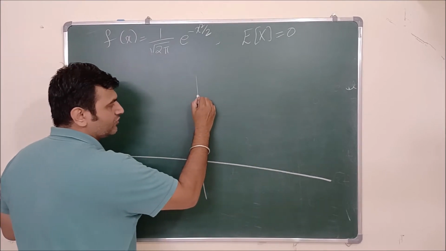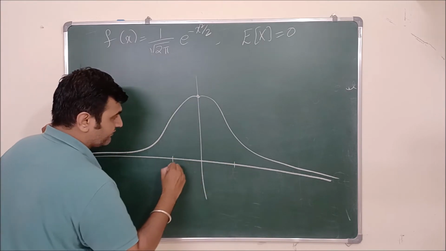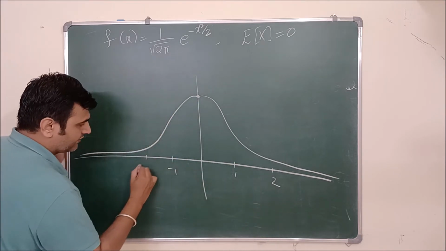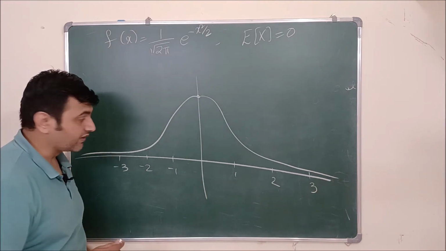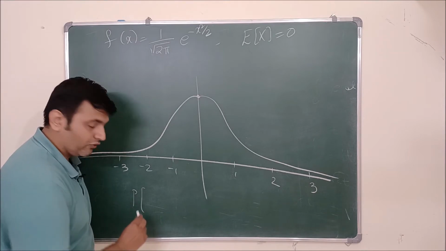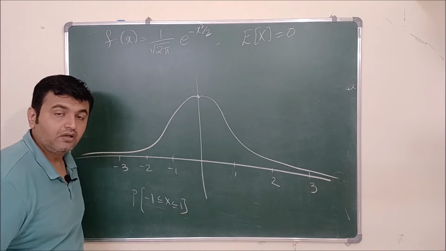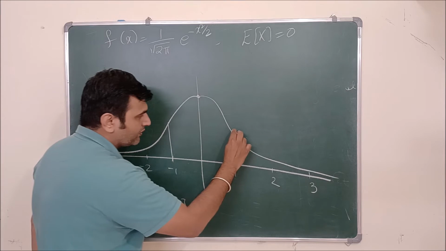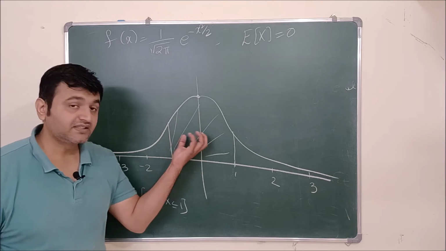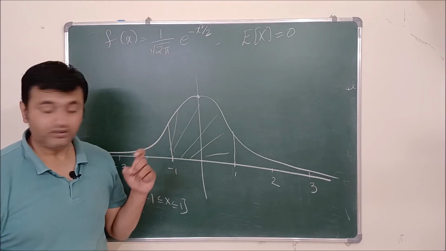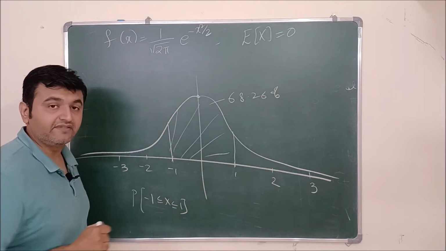It is symmetric about 0. So this is the curve you are having. This is 1 and minus 1, this is 2 and minus 2, this is 3 and minus 3. It's symmetric. So when I find the probability for mod x less equal 1, that means from minus 1 less equal x less equal 1, what is the answer? It is the area, because probability is nothing but the area under the curve, right? This constitutes around 68.26% of the data, for one standard deviation.